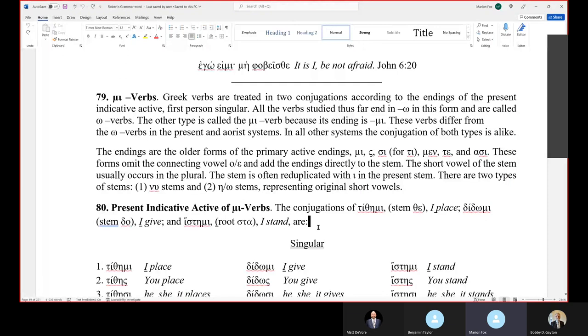So we have three verbs here that we're going to look at, and they're very common. Tithemi, and the stem is theta epsilon. And so that's your stem, and that means to set or place. Not sit, like you sit in a chair, but I've set the table, I set or place something in an arrangement. Didomi, the stem is do, and it means I give. And histemi, and the stem is sta, and it means I stand.